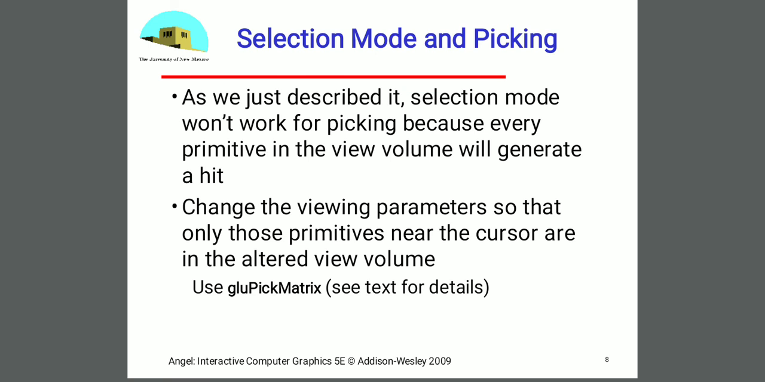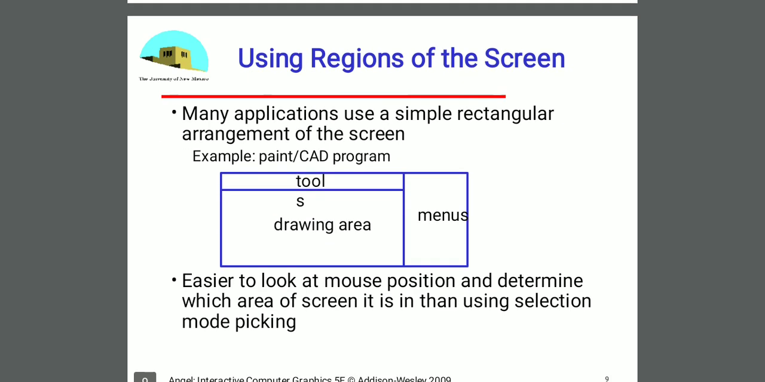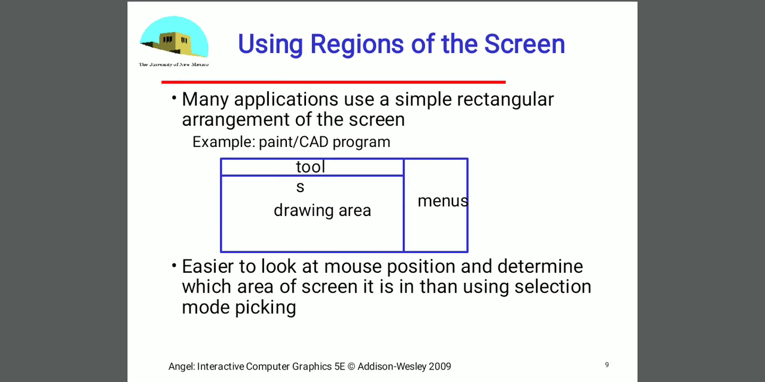Now let us conclude. As we just described it, selection mode won't work for picking because every primitive in the view volume will generate a hit. Change the view parameters so that only those near the cursor will alter the view volume. So by using gluPickMatrix, we can pick the object. Picking we have already discussed. This is the rectangle region. Assume that many objects are drawn, one square, one rectangle, one circle. You touch the area. In your touch area, which object has more pixels? The program will return that as the output.